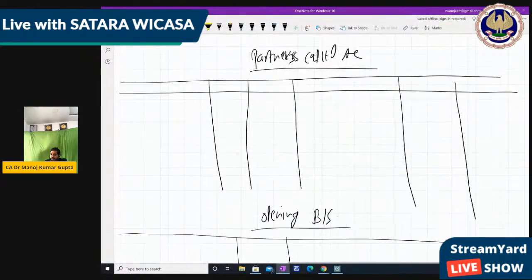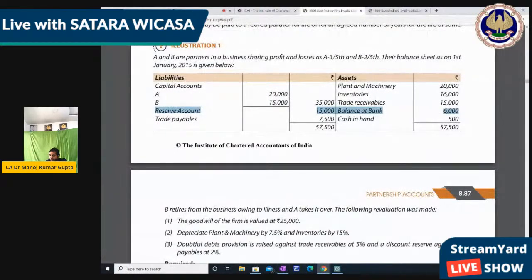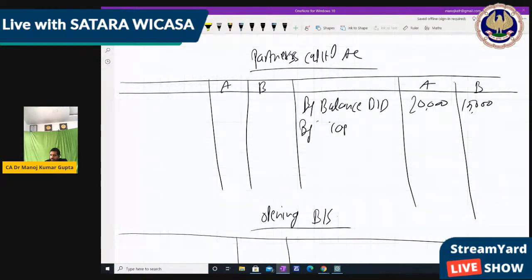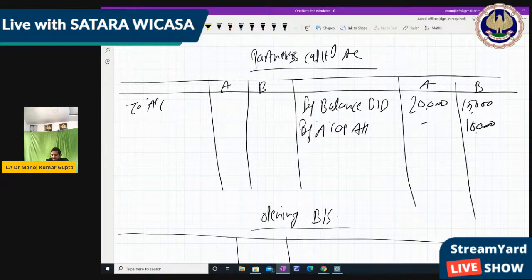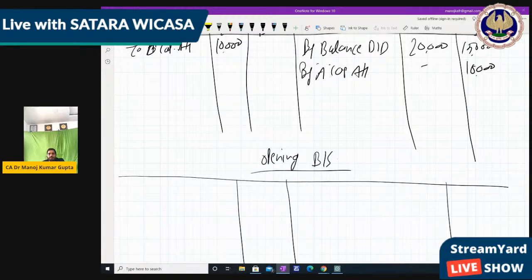Now, what to do in the partner's capital account? So we first write balance brought down. How much balance is A and B? 20,000 and 15,000. That is balance of A and B. Now by A capital account, we'll write in B column 10,000, because B is retiring, so he will pay to A capital account. Sorry, to B capital account, we'll write in A column 10,000. So that entry we had passed for goodwill, that we had provided effect.